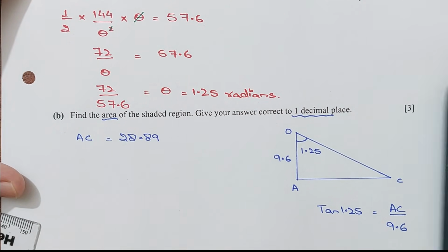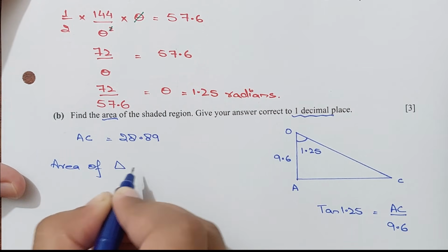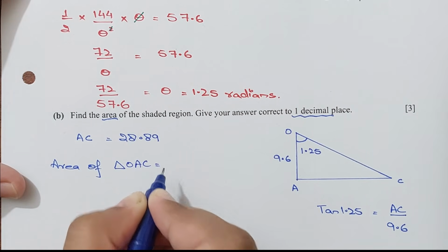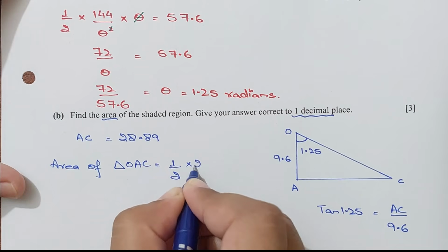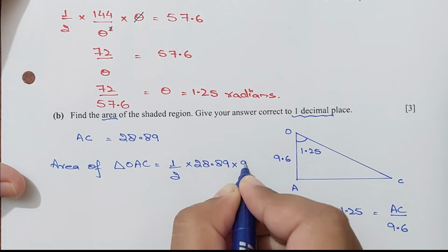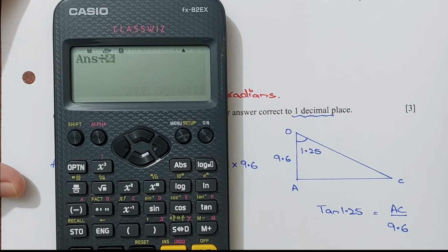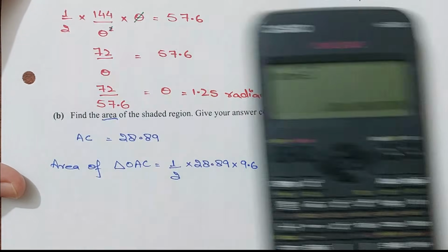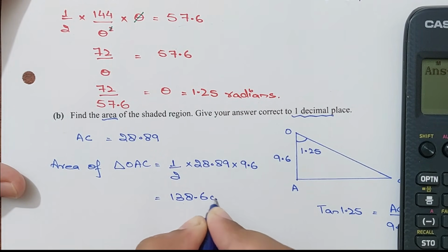Now let me solve for the area of this triangle, right? So area of triangle OAC, this is half base times height. The base is AC, which is 28.89, times the height is OA, 9.6, divided by 2, which is 138.68. 138.68 centimeter square is the area of the triangle.